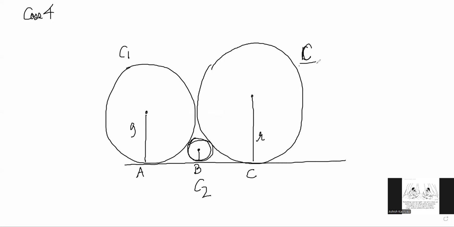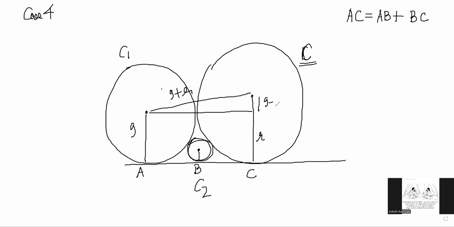Notice that the circle C touches C1 also and C2 also, and it touches the line as well. But this time we have AC is equal to AB plus BC, and AC is actually going to be this distance, and that will be 9 plus R, and this is 9 minus R, so it is root 36R here, is equal to AB. AB is this distance, and we can calculate that.